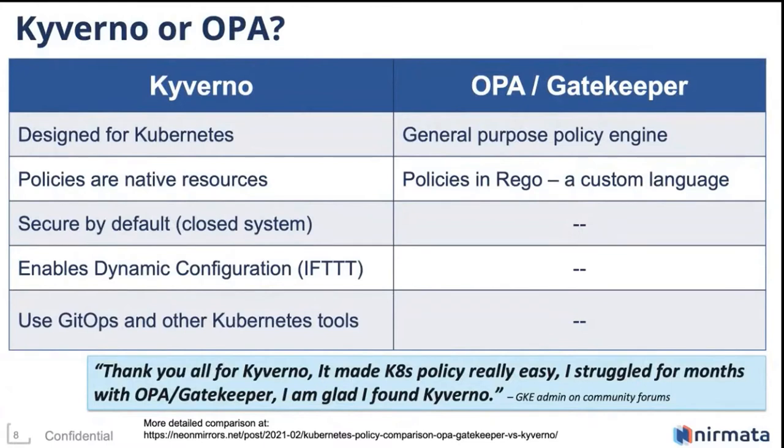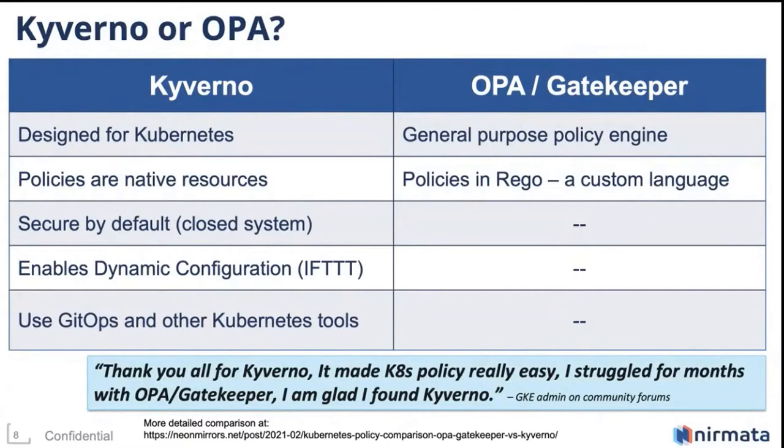There is a project called Gatekeeper, which integrates with Open Policy Agent and tries to adapt Kubernetes resources to define policies, but ultimately the underlying enforcement and all of the policy processing happens based on policies written in Rego. Also, there are a few other things about Kyverno which are not necessarily available or possible with OPA Gatekeeper. So Kyverno is secure by default. You don't need to call out any external systems for any processing, and because it's an admission control path, this is very important.